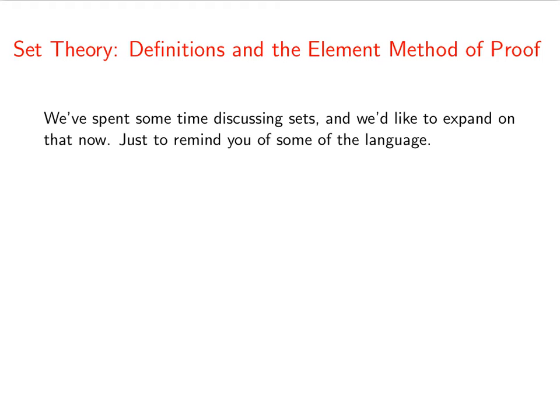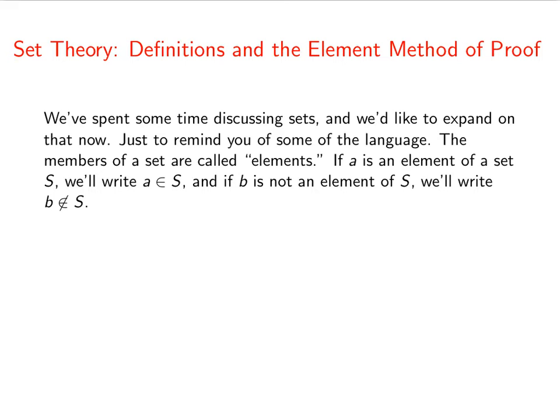Now let's just remind you about some of the language. The members of a set are called elements. If a is an element of a set S, we're going to use this notation to say that a is an element of S. If b is not an element of S, then we'll use this notation.